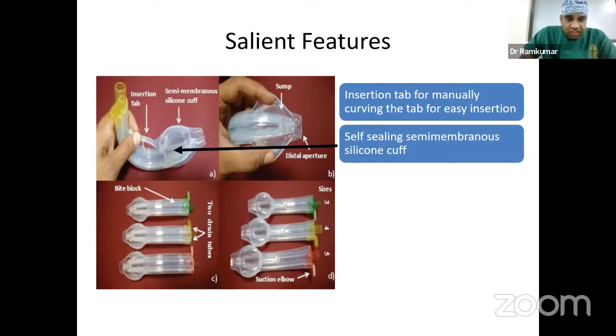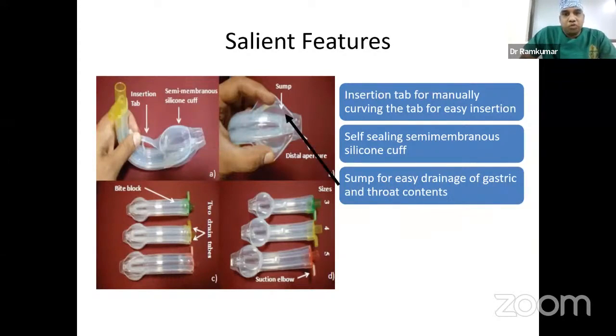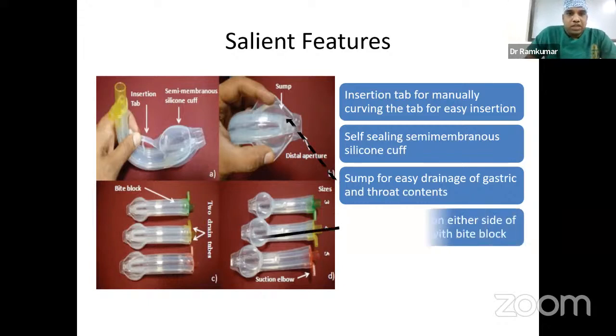And the mask is an open cuff system. It is a semi-membranous silicone cuff, which gives a very good seal. As I already told, as the air pressure increases, the seal increases. And there's a sump. This sump and the airway cavity are separated; they are not interconnected. And the sump is distally connected to the tip.